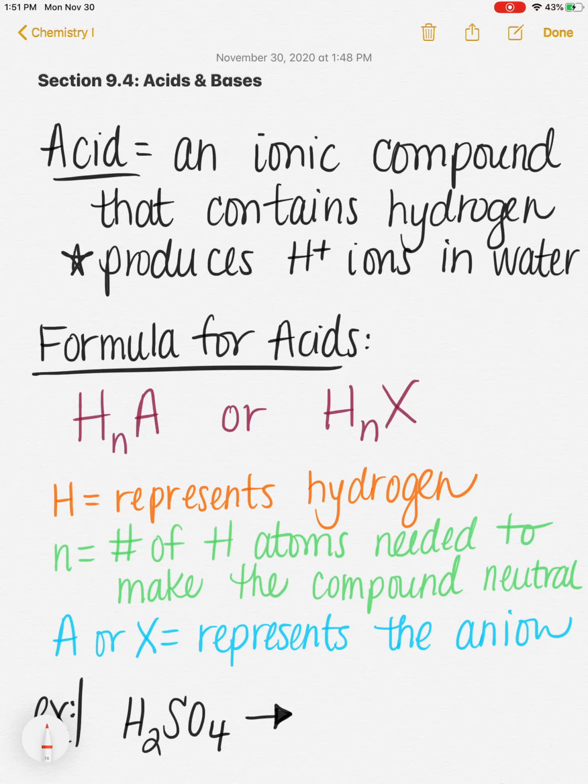Hey there everyone. Today we are going to discuss acids and bases and the basics of writing their formulas and naming them. This is covered in section 9.4 of your textbook. Let's begin with the definition of an acid.